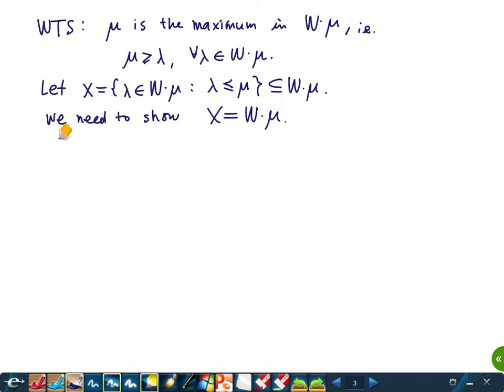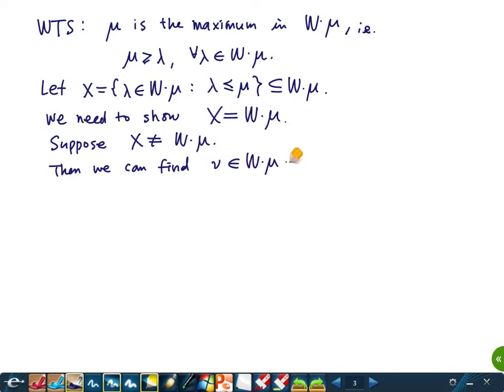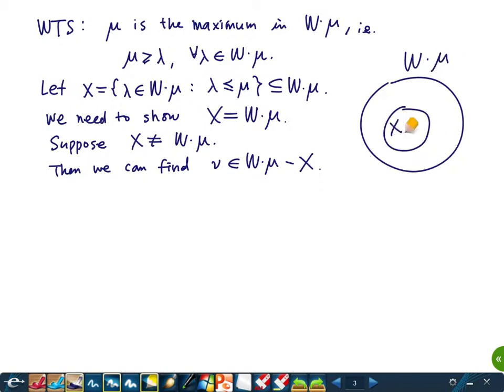So for contradiction, suppose it's not the case. X is not equal to this. Then we can find, say, nu inside this that is not in X. Okay? So we have a diagram like this whole thing. This is X, and there is some element here. Okay? And we will find the contradiction.